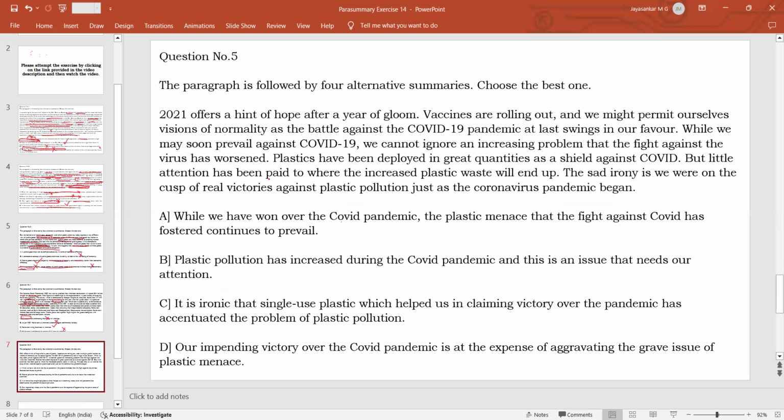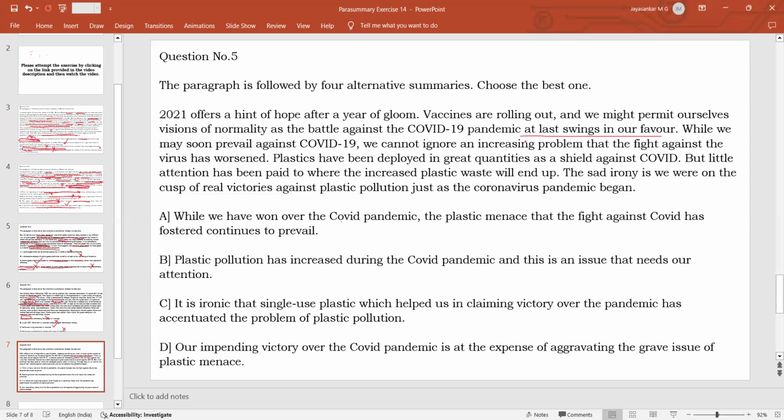All right. Go to the last question, or the fifth question. This passage was written towards the fag end of 2021, when we were almost at the end of the COVID pandemic, where vaccines had been invented and people started getting vaccines, and the COVID threat started to reduce. And the passage is talking about that period. Vaccines are rolling out, and we might permit ourselves a vision of normality, as the battle against the COVID-19 pandemic is at last swinging in our favor. So the battle is gradually swinging in our favor, meaning it is going to our side.